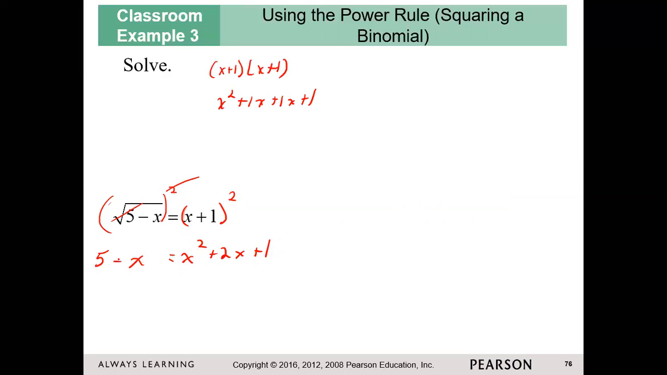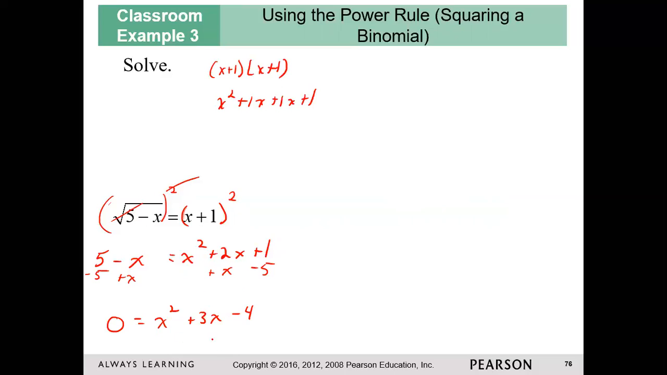So it's not equal to 0 right now. So I'm going to move all this stuff to the other side of the equation by subtracting 5, adding x, and that gives us a 0 on the left-hand side. And that's equal to x squared plus 3x minus 4.